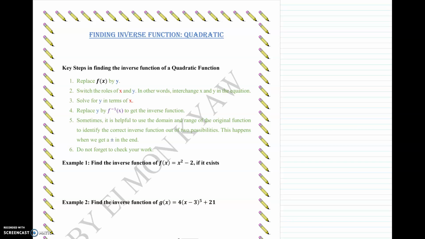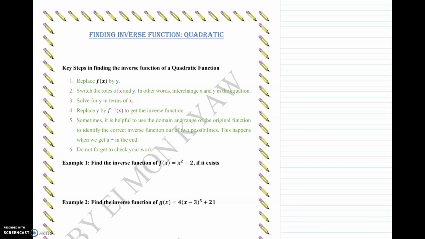Finding the inverse function of a quadratic. Before we get started, let's take a look at the steps in finding the inverse function of a quadratic function. First, replace f of x by y. Second, switch the roles of x and y. In other words, interchange x and y in the equation, and then solve for y in terms of x. After solving, we replace y by f inverse of x to get the inverse function.